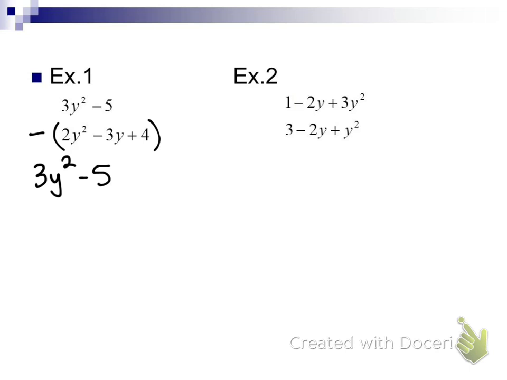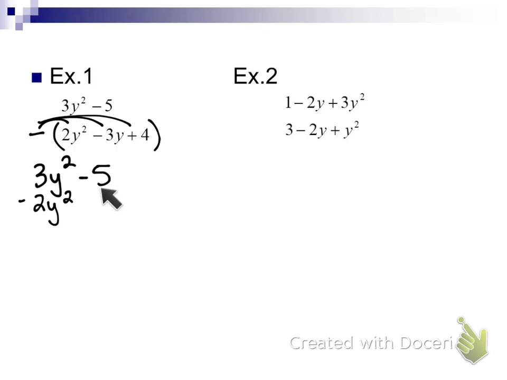Remember yesterday we did a couple problems where we had a negative sign out in front of the parentheses, and what did we do with that negative? Distribute it. We're going to do the same kind of thing here. So we are going to change all the signs so that we can just combine like terms like we did yesterday. So instead of a positive 2y squared, we have a negative 2y squared. Instead of a negative 3y, we're going to have a positive 3y.